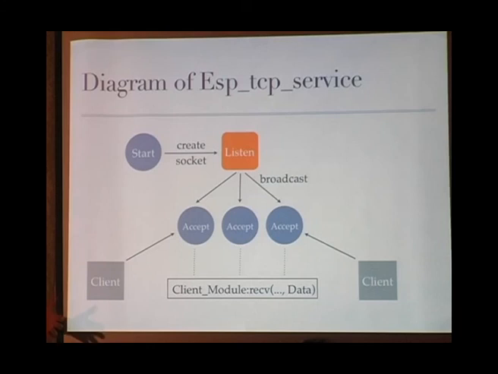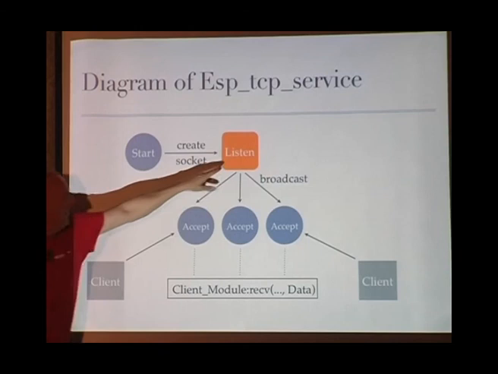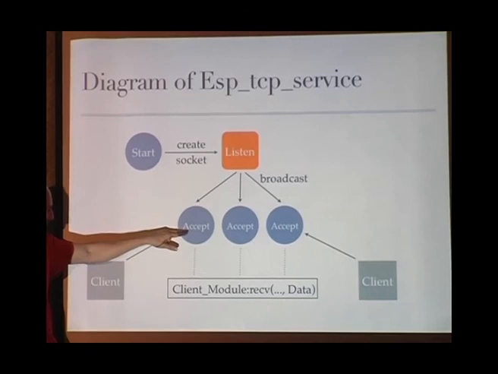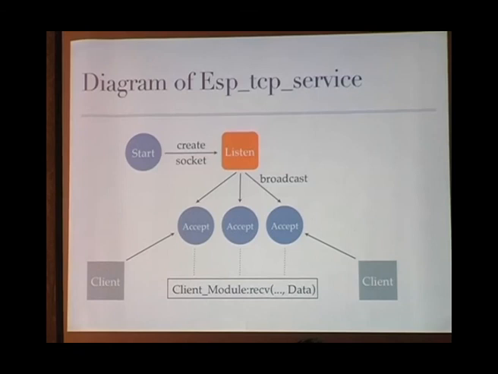So here's a diagram of how TCP serves. When you start it, it does a create socket listen, and that then broadcasts to all the children in the fan out to start accepting socket connections. And when a client connects, they get one of these, just based on how prim_inet works. They get one of the processes, and it executes the client module receive that you've implemented. And in the case of EPMD, this function calls co-op migrate to another fan out so that I take it out of this and it doesn't affect any other connecting acceptors.